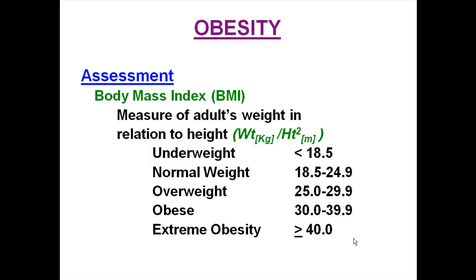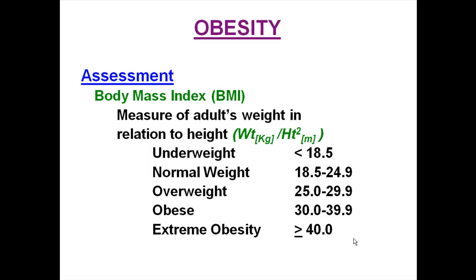Body mass index is the one that's commonly used. You'll notice in hospital records and things like that, they will use BMI. And these are the parameters, weight in kilograms divided by height squared in meters. And you can see the scale, basically normal between 18.5 and 24.9, and then over that you have overweight up to 30, obese, and then extreme obesity would be greater than 40.